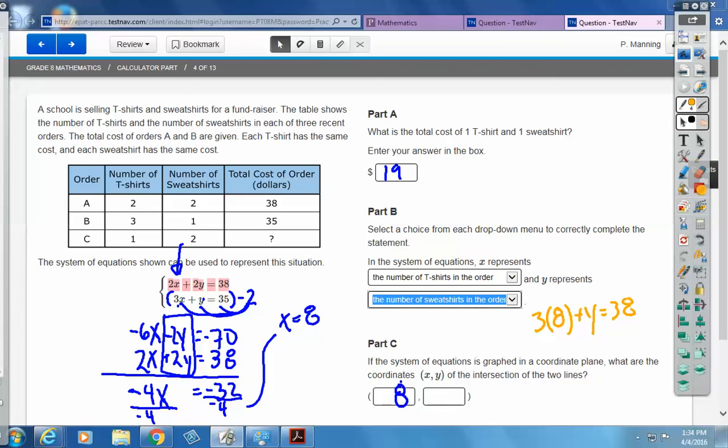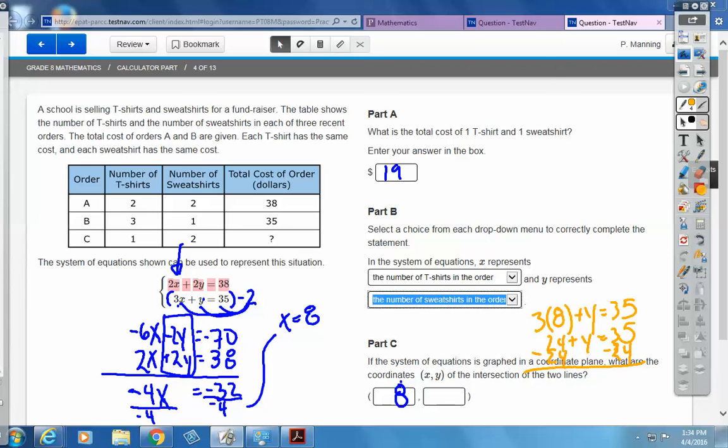3 times 8 is 24. 24 plus something is 38. Well, what's that something? Oh, it's 35. I'm having troubles today. For those people who are watching, this is the first day back from spring vacation, and obviously I need another day of vacation. So minus 24.